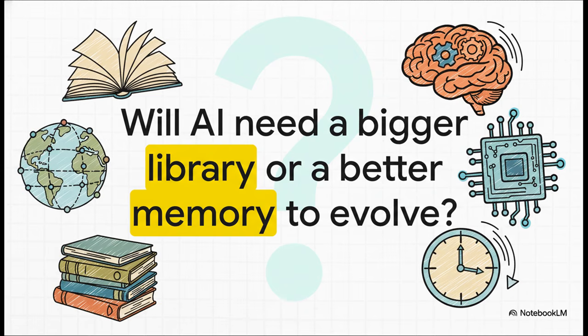And that kind of leaves us with a final big thought to chew on. As these AI systems get woven deeper and deeper into our lives, what's ultimately going to be more important for their evolution? Is it a bigger, more infinite library to search? Or is it a faster, more perfect memory? The answer to that is probably going to define the next generation of AI.